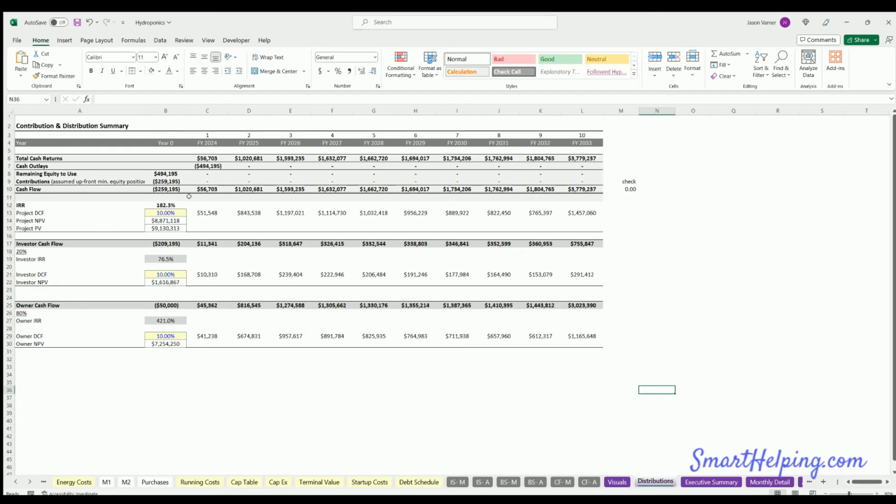Distributions, this is where we can see at a high level how the IRR of the project went. And you can plug in a discount rate here, whatever you want, and this will update the net present value.